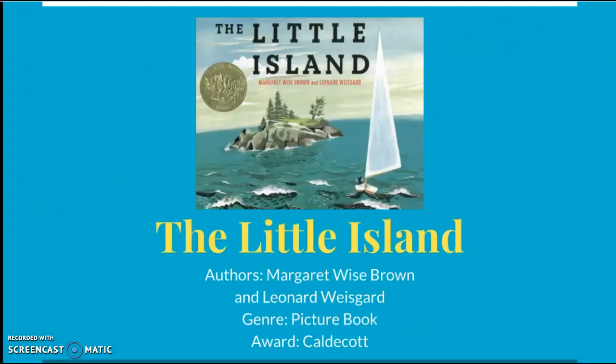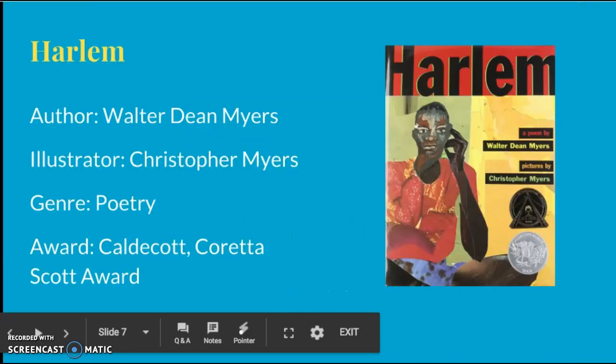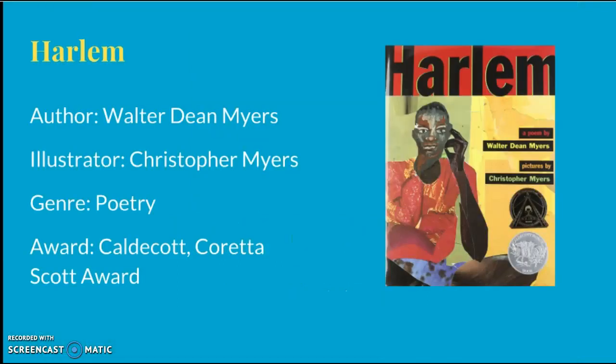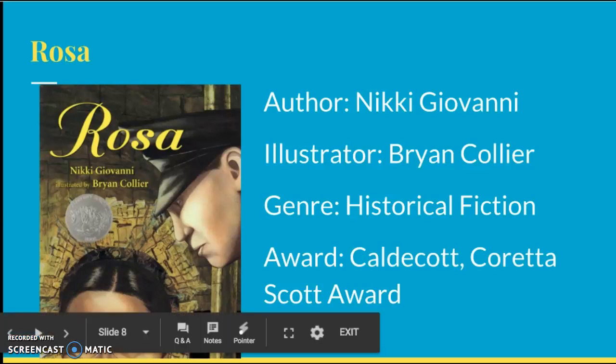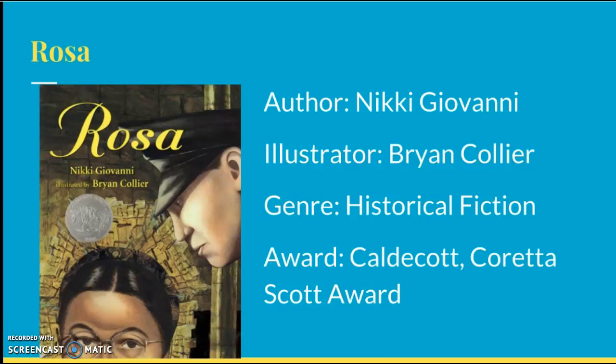Some other books I have read for this set are The Little Island by Margaret Wise Brown. It tells the story of a little island as it goes through each of the seasons. Harlem by Walter Dean Myers. Harlem is a poem about Harlem and what it's like to live there. Rosa by Nikki Giovanni. As Rosa comes home on the bus one night from work, she is told to get out of her seat. Will she listen to them, or will she stay true to what she believes?